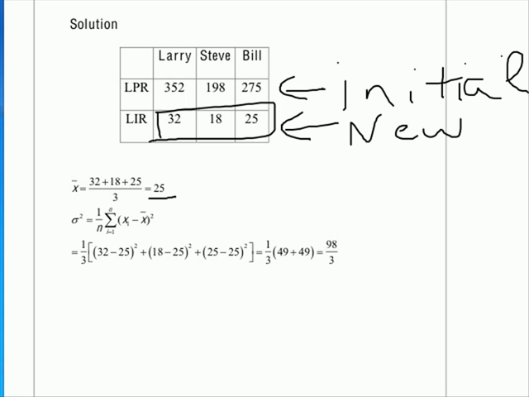And using our variance formula, for each of the set of shares that Larry, Steve and Bill hold, we need to find the difference from the mean and then square it. So taking the first one, Larry has 32 shares, the mean is 25, so it'll be 32 minus 25 squared. Similarly, it'll be Steve's 18 minus 25 and then 25 minus 25 squared.